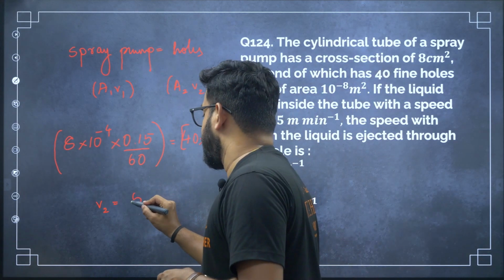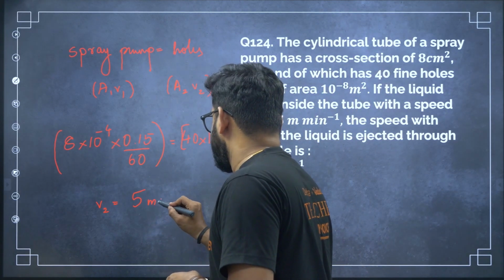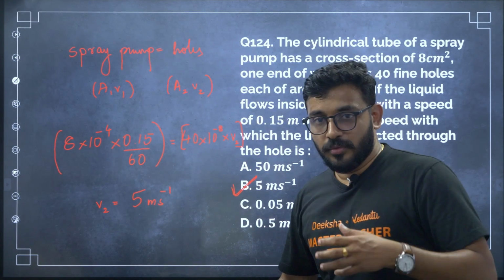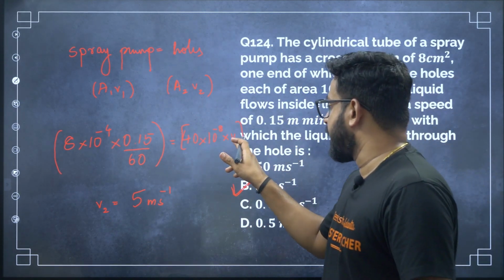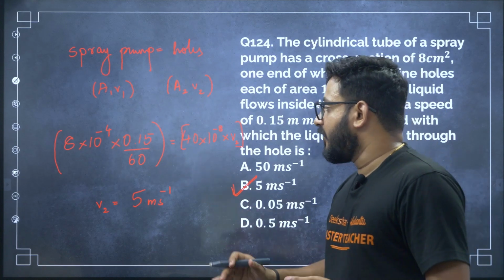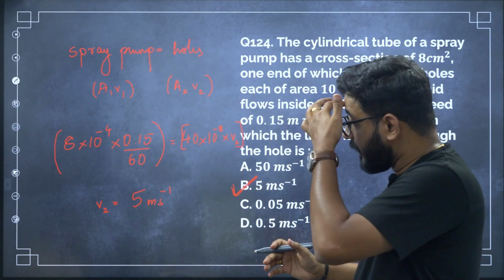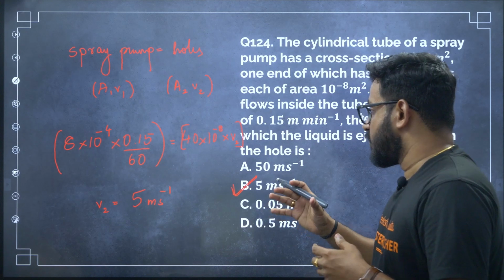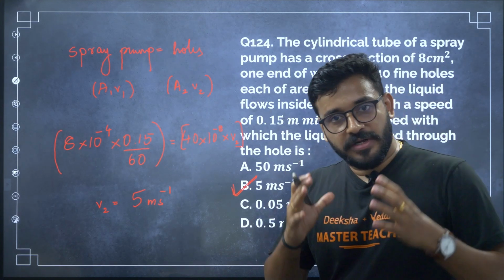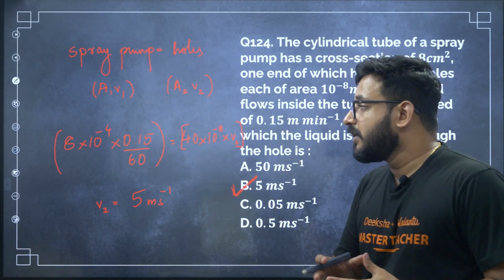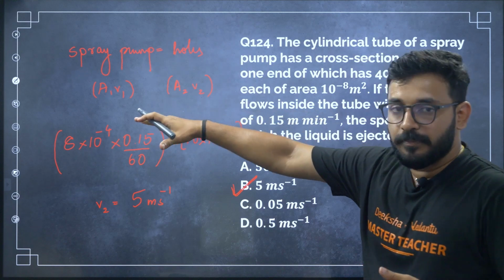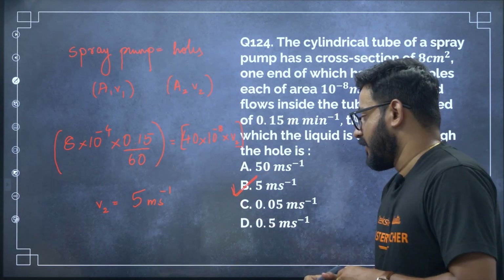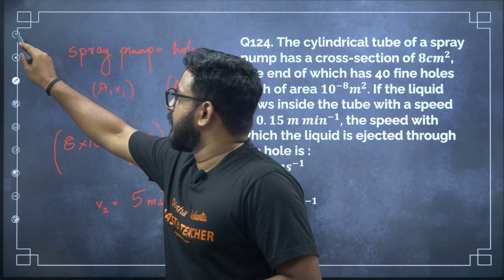Five meter per second, which is option B. Once again you can do the cross multiplication, isolate V2, and with further calculations you will reach the answer as 5 meter per second. All right, so this is also a very simple question. I would definitely categorize this as an easy question. You just have to keep in mind the principle of continuity and apply the values, and you will get the answer correctly. All right, fine. So let's look at the next question.